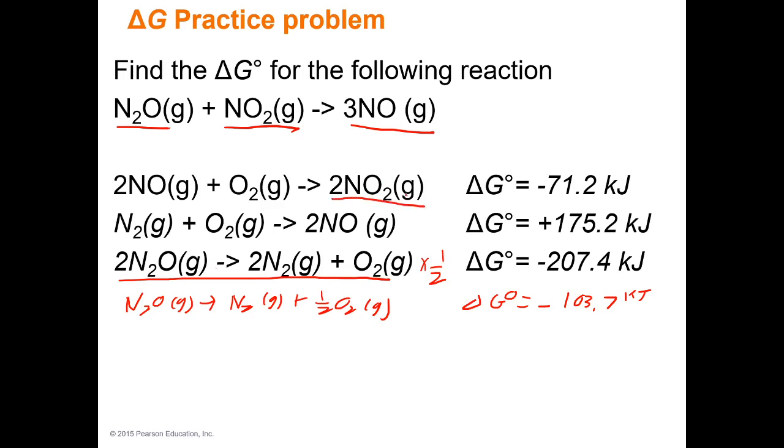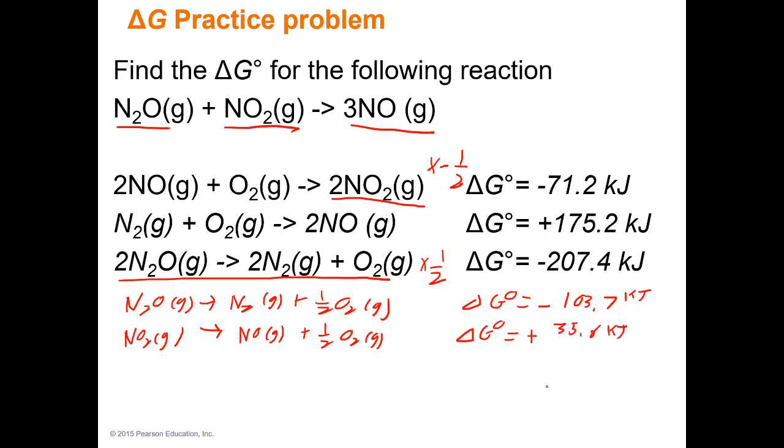And this one, you'll notice, it's on the product side. So we're going to need to multiply by a negative number when we flip it over. There's also two of these and I only want one. So we're again going to do the 1/2 thing. So this is going to give me, I flip the sides, and I get NO2 gas reacts to form NO gas plus half an oxygen gas. And it has a delta G naught of, we do a negative times a negative, so it's now a positive. And then we have 71.2 times 1/2. And I'm going to get positive 35.6 kilojoules.